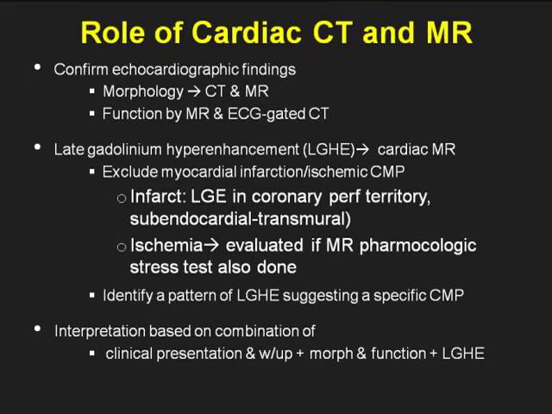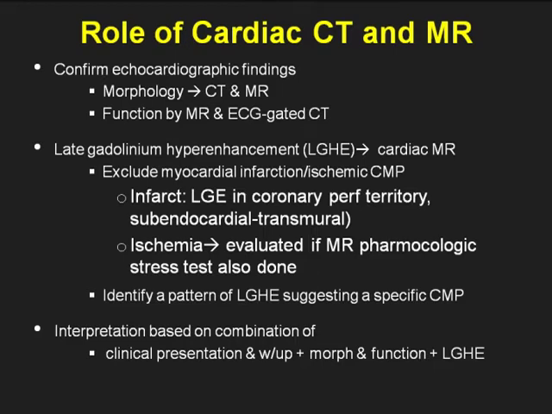So the role of cardiac CT and MR initially is to confirm the echocardiographic findings, and by using intravenous contrast, gadolinium, looking for late hyperenhancement and a specific pattern to exclude ischemic cardiomyopathy, either infarct or ischemia, if a pharmacologic stress perfusion study is also done in conjunction with a delayed enhancement, and by identifying the pattern of late gadolinium enhancement to suggest a specific cardiomyopathy.